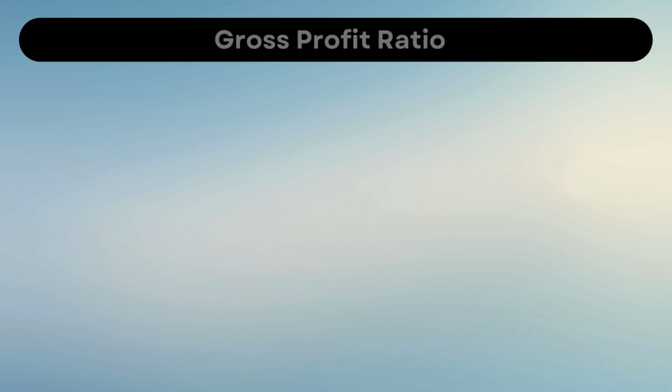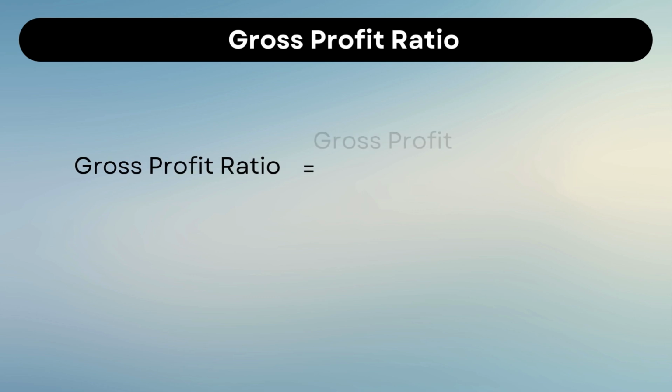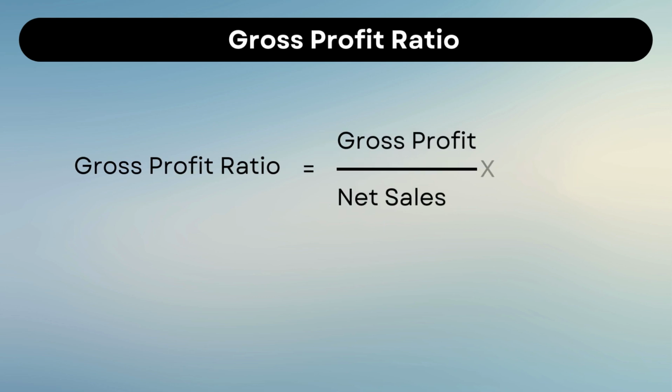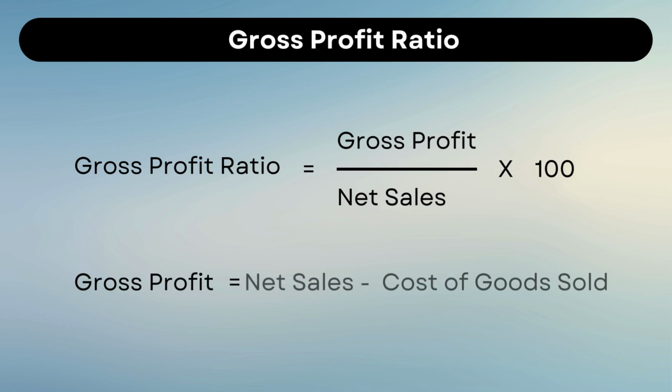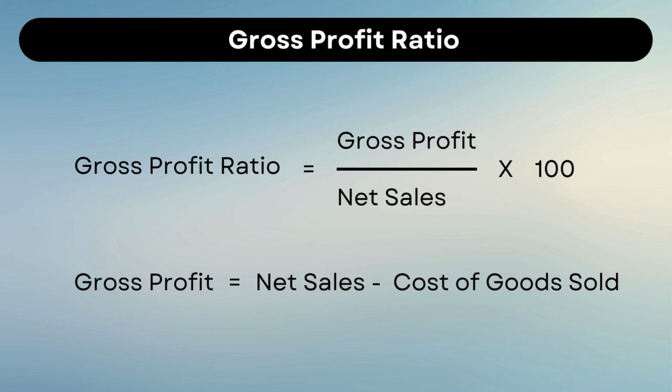First one is gross profit ratio. Gross profit ratio is equal to gross profit divided by net sales into 100, where gross profit is equal to net sales minus cost of goods sold. This indicates how efficiently the company is producing goods or services relative to its revenue.